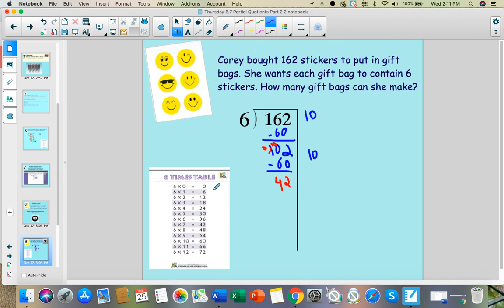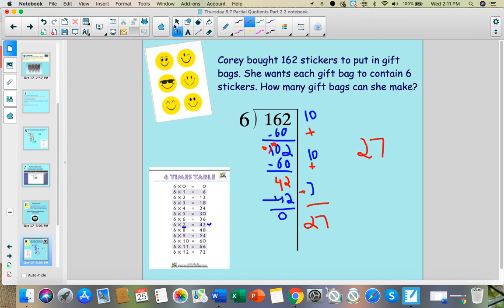So now I can look at my 6 table. I said, look, 6 times 7 is 42. So I'm going to use this 7, and I'm going to say 6 times 7 is 42. I'm going to subtract: 42 minus 42 is 0. Now I am going to add this up. 10 plus 10 is 20, and 20 plus 7 is 27. So our answer should be 27. She can make 27 bags.